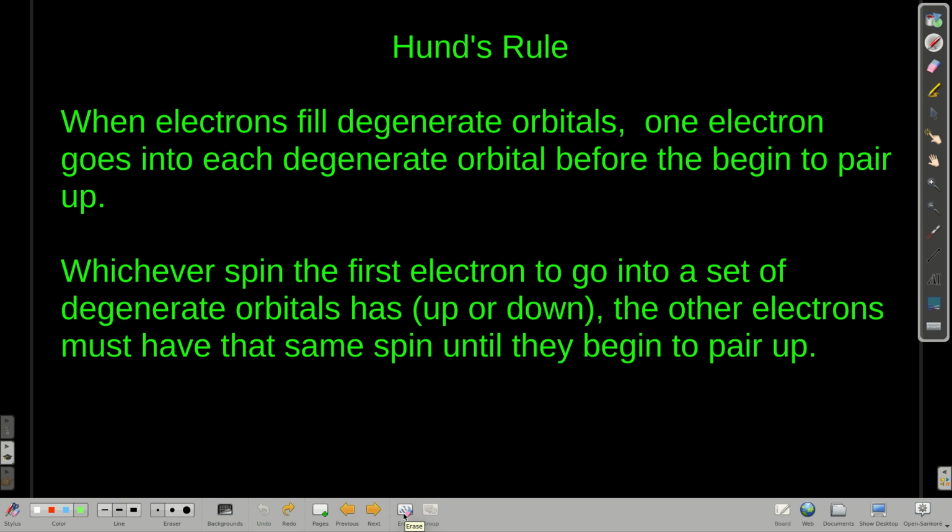Next rule, Hund's rule, says that when you're putting electrons into degenerate orbitals, 1 electron has to go into each degenerate orbital before you pair them up. And whichever spin that first electron has, the next ones that go into the other orbitals have to have that same spin until you start pairing them up.